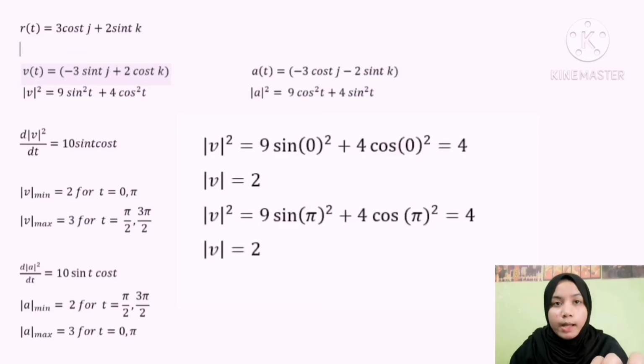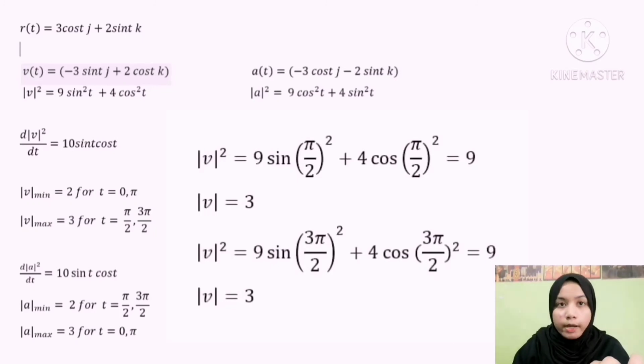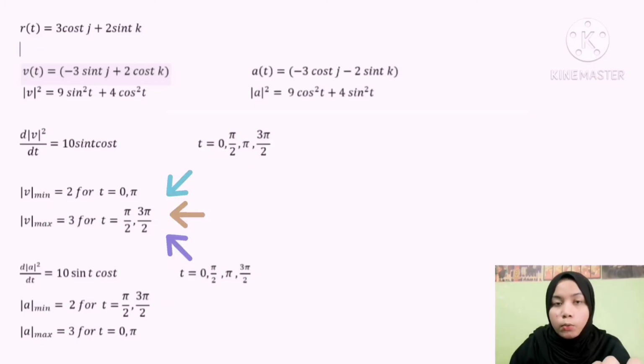Same goes when we put pi. We also get magnitude of velocity square equal to 4 and the magnitude of velocity equal to 2. When we put pi over 2 and 3 pi over 2, we get the magnitude of velocity square equal to 9. So the magnitude of velocity for both is equal to 3. So magnitude of velocity minimum is equal to 2 when t equal to 0 and pi, while magnitude of velocity maximum is 3 when t equal to pi over 2 and 3 pi over 2.